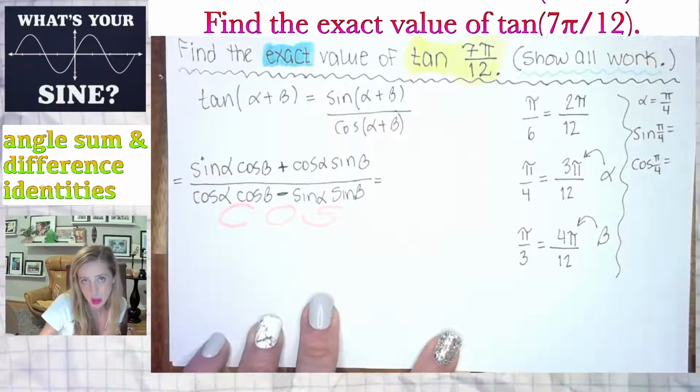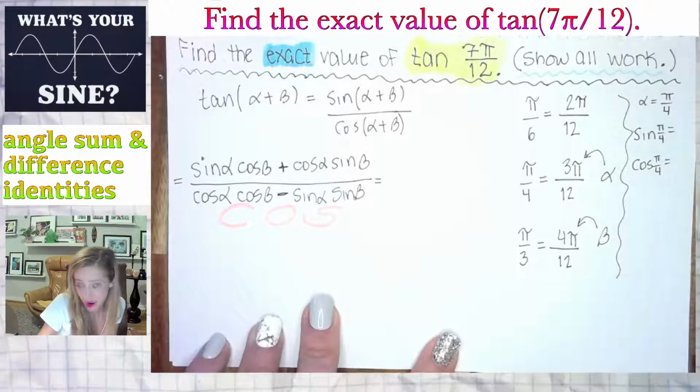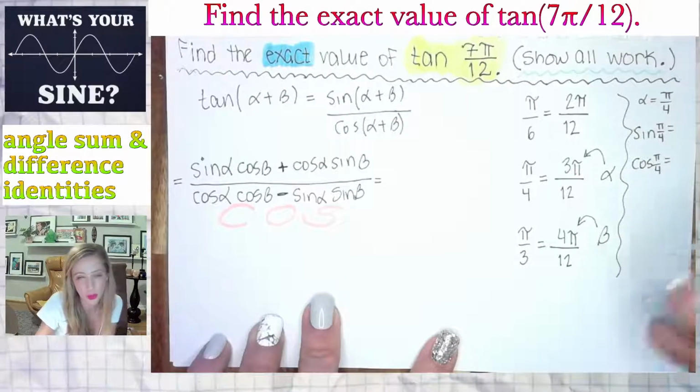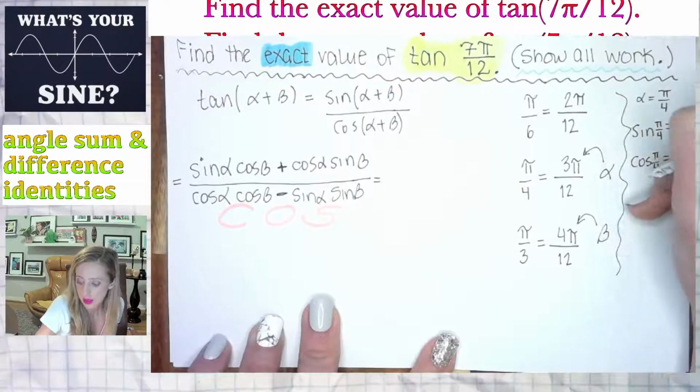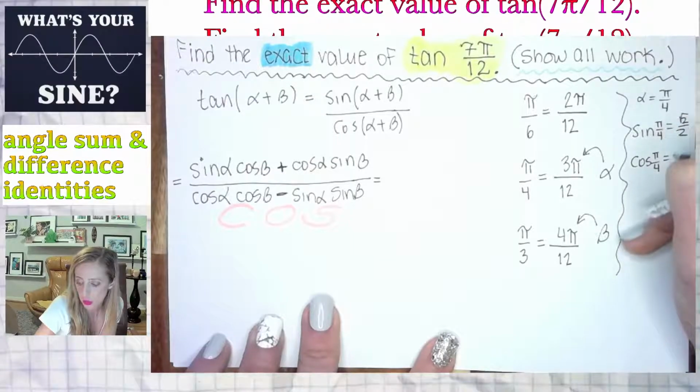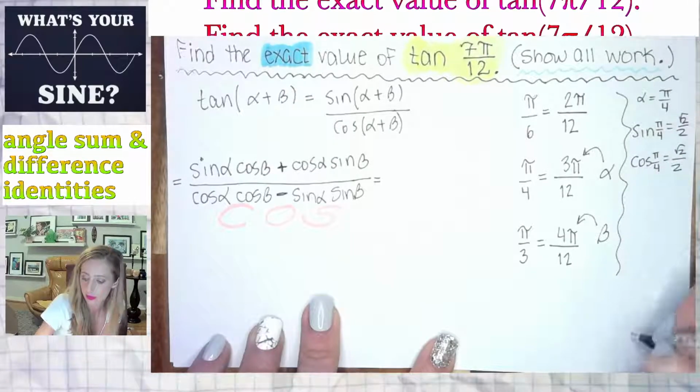These are things that you should know in your brain. You should know them by heart. You should know how to get them from the unit circle. You should know how to figure them out if you forget them. Sine and cosine of pi over 4 are both square root of 2 over 2.